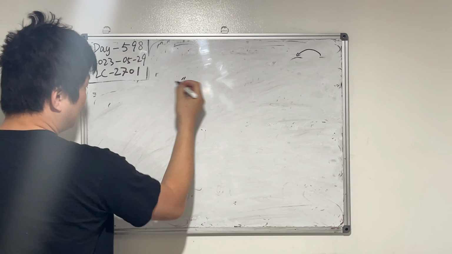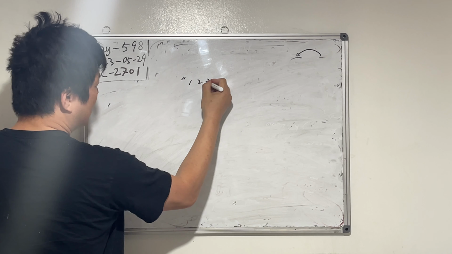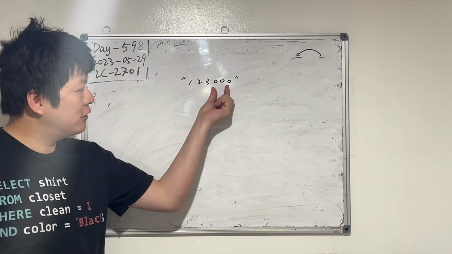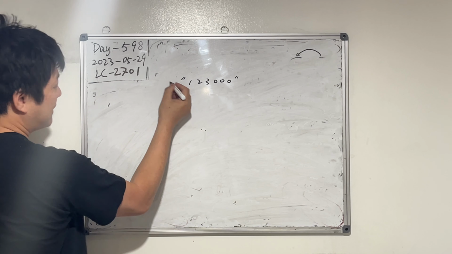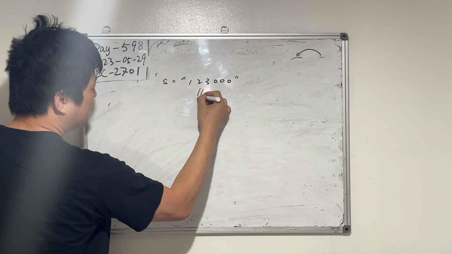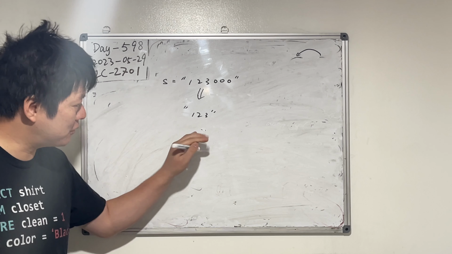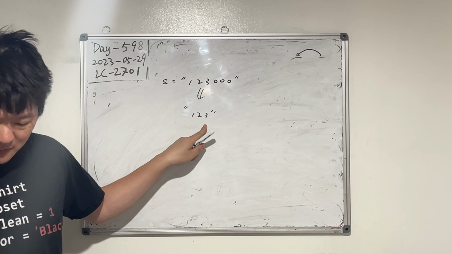Okay. We are given an integer string, and the task is to remove the trailing zeros. This is the input, right? We want to get this output like 1, 2, 3. So this is a string, and we want to remove the trailing zeros.